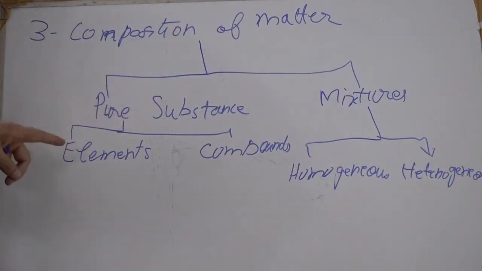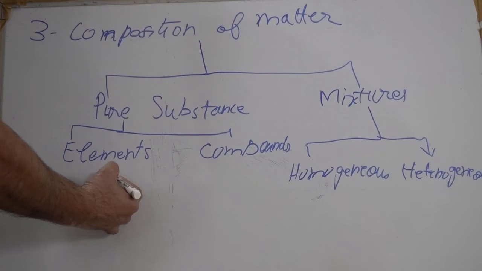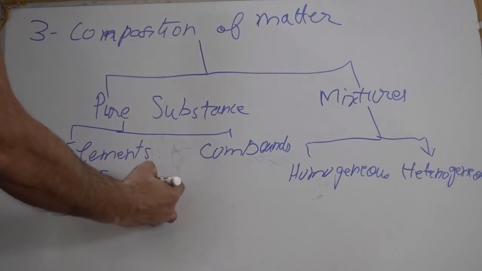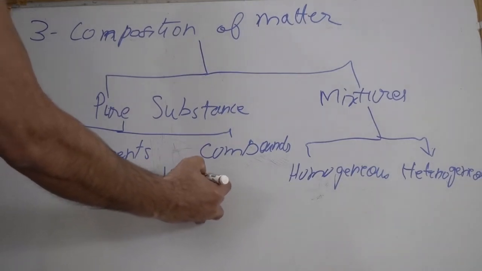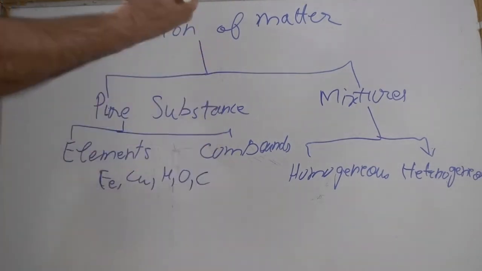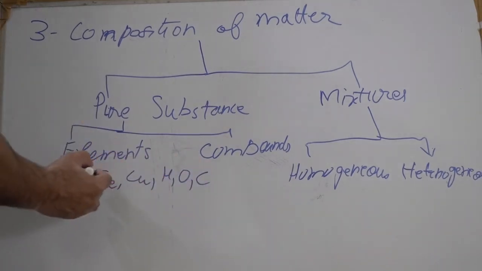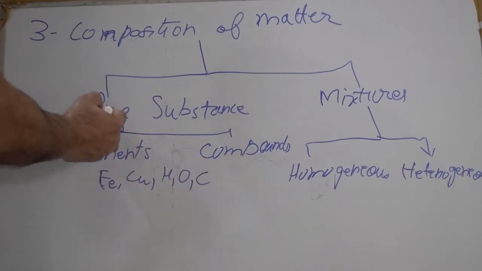So pure substances can be elements. Elements are what? Elements are the substances that cannot be further broken into simpler substances through chemical or physical means. Here, chemical or physical means, those are not nuclear processes. Elements like iron or copper or hydrogen or oxygen or carbon and so on. These all are elements. If we take them only one at a time, then that's a pure element.